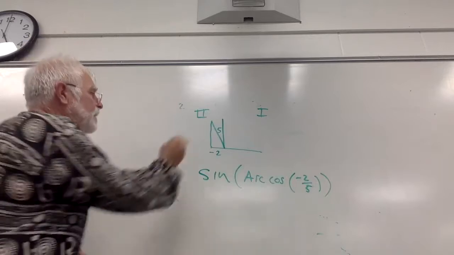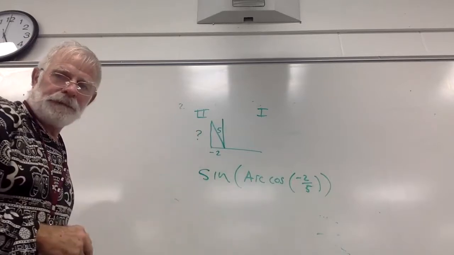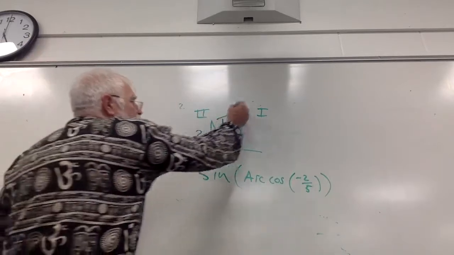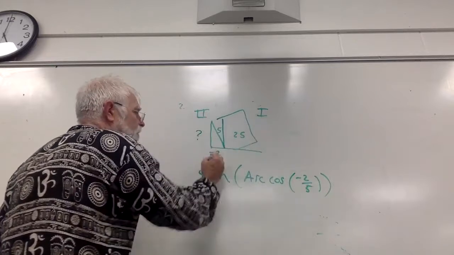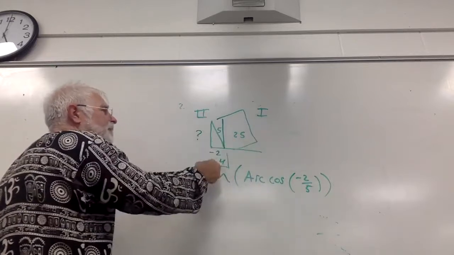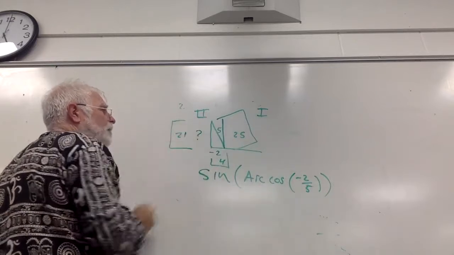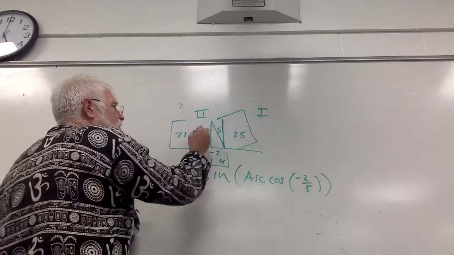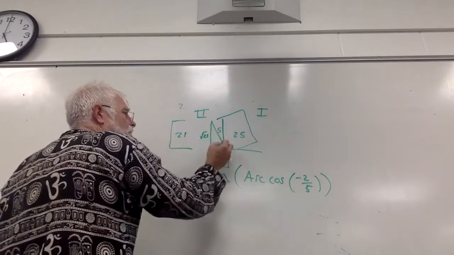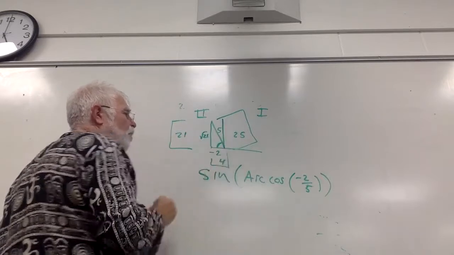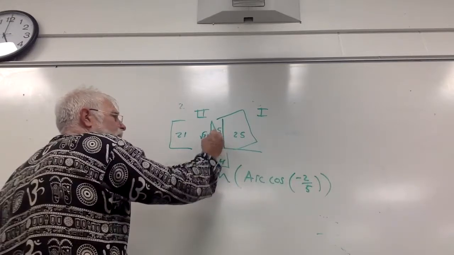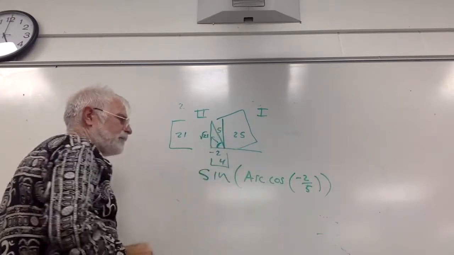And I need the sine, so I need that. So what's Pythagoras say? 25 minus 4 is 21. So what is this height? The square root of 21. Here's your reference angle. What is opposite that reference angle? Root 21 over 5.